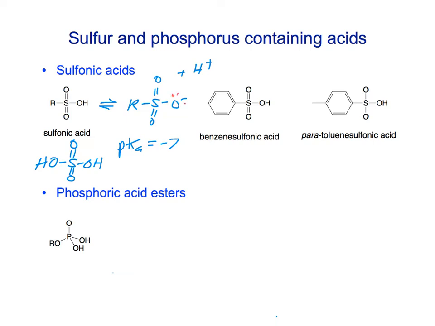We can take a pair of electrons on this oxygen, donate them in, and then push the electrons up onto another oxygen. And if we do that, we get the O minus up there. And we could do it again, right? And so essentially we're spreading that minus charge and those electrons over all three of the oxygens. So this makes for a very stable conjugate base. Therefore, the acid is very strong.